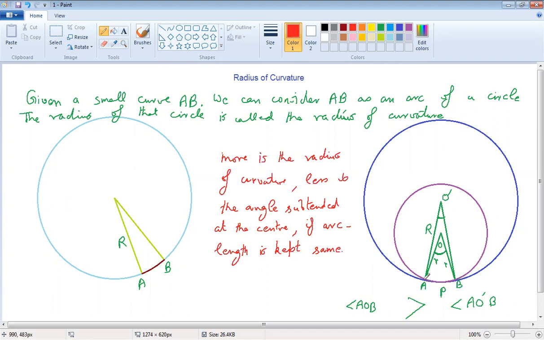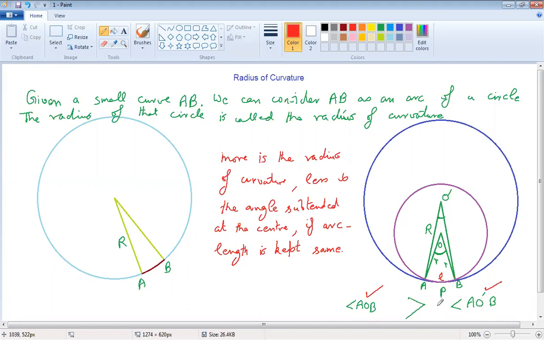See, AB arc has suppose length L. So if radius of curvature is small r, that is we are considering it as the part or arc of the smaller circle of radius small r, then angle subtended at the center is angle AOB. And if we consider the same curve of length L as the arc of a larger circle, that means a circle with more radius of curvature, then the angle subtended is AO dash B at the center.